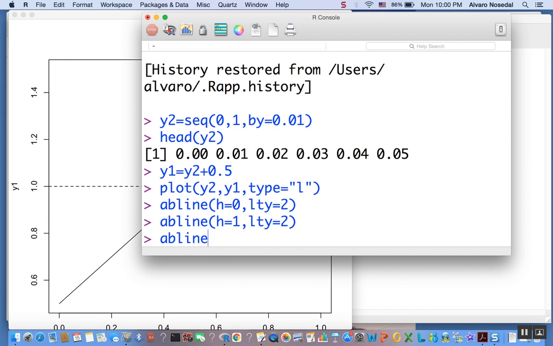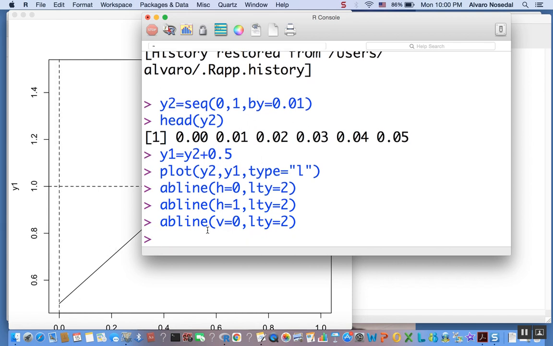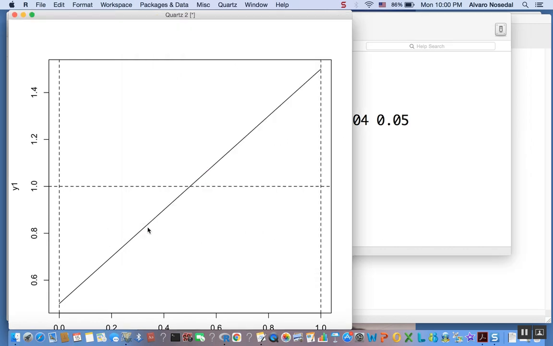Now abline, I want a vertical line at 0, right? And I want a vertical line at 1 as well.